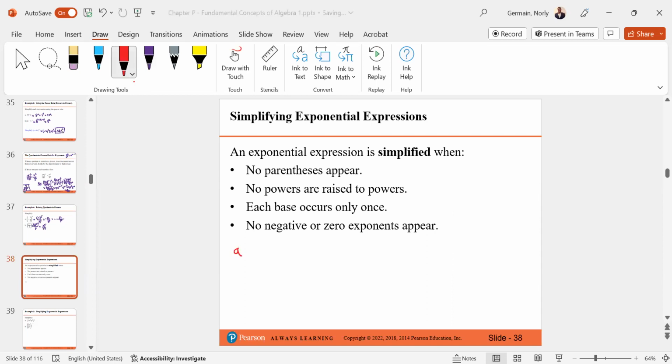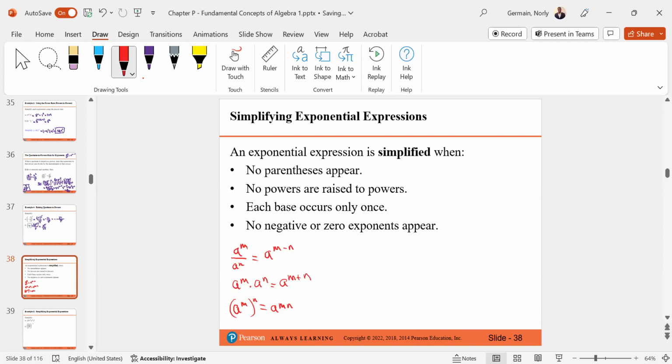We said if you see a power m over a power n, it gives you a power m minus n. If you see a power m times a power n, you add the exponents. That's what we just covered. If we do power of a power, I use either a or b. The book says b, but I'm going to use a. So if I have a power m, power n, power of a power, we multiply the exponents.